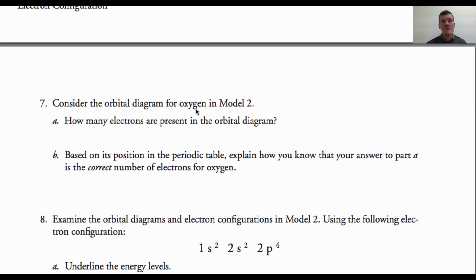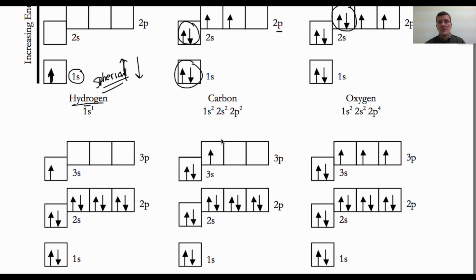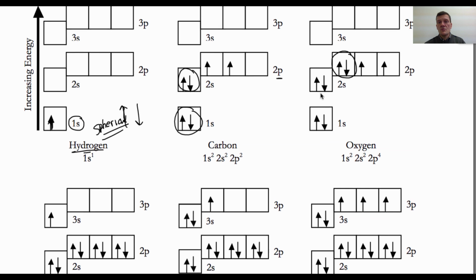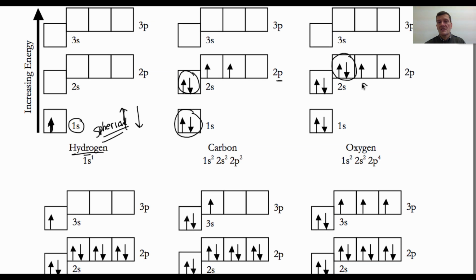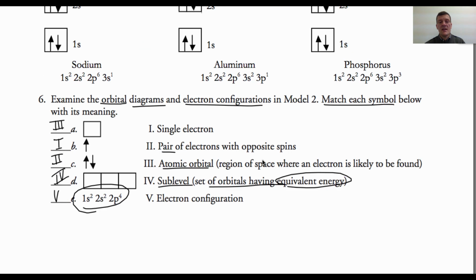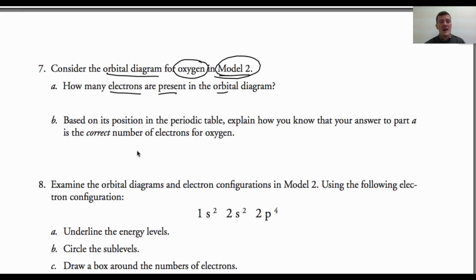Consider the orbital diagram for oxygen in Model 2. So, here we go. How many electrons are present in the orbital diagram? In Model 2, we're looking at the orbital diagram for oxygen. First, we're asked how many electrons are present. That's it. We're just going to count the number of arrows. How many electrons are present? So let's go back up to oxygen. Here we go. 2, 4, 6, 7, 8. So there are 8 electrons for oxygen.